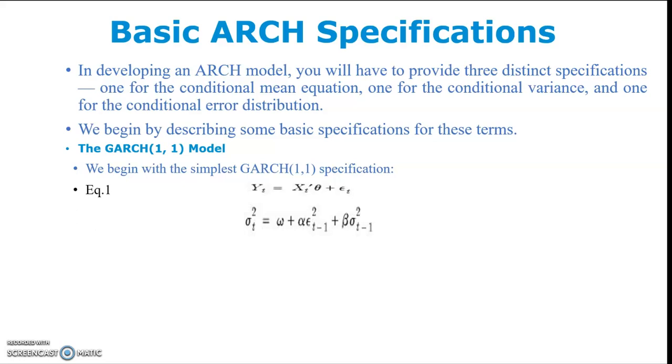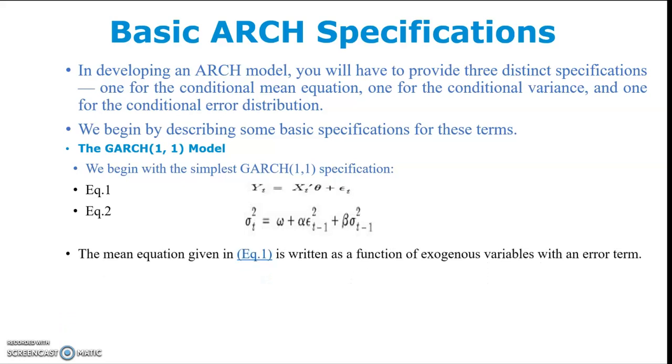The conditional mean equation is given by equation number 1, and the conditional variance equation is given by this equation number 2. The mean equation given as equation 1 above is written as a function of exogenous variables with an error term.